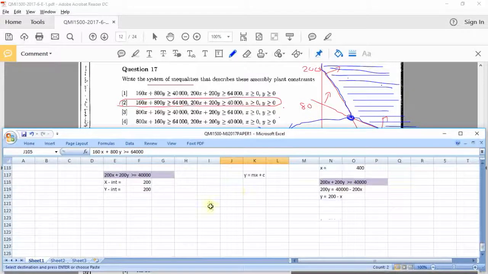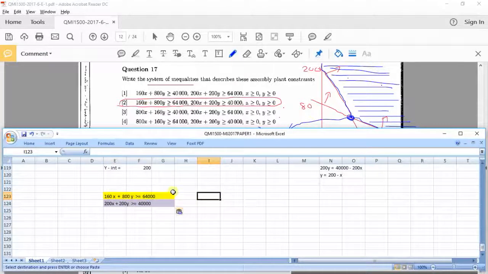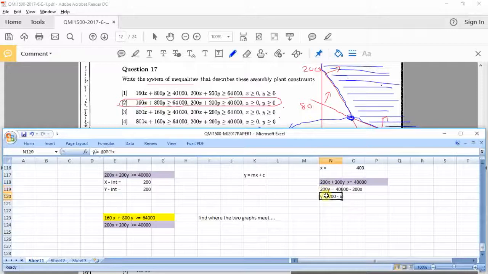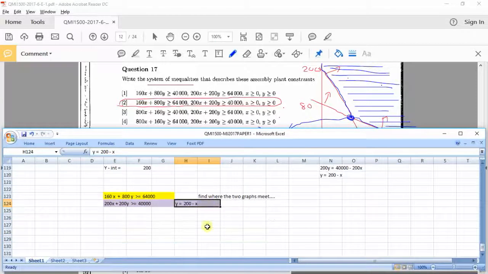Okay, so let's go back. Let's do that working. Where's my two equations? Paste. Okay, so find where the two graphs meet, where they touch. Let's use what we wrote down here. Basically, if I rearrange this, I'm going to get y equals that, right? Okay, so now take this and put that into there.